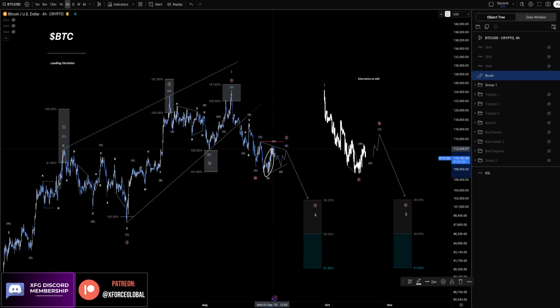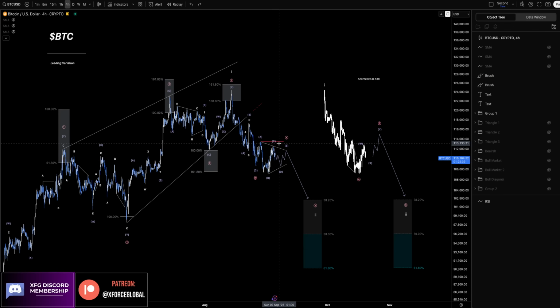This level here is quite tricky. The only real way I can count it is a B, and then a C as an ending diagonal going into this. So yeah, that is currently the case here. I still do think that we're working quite correctively.